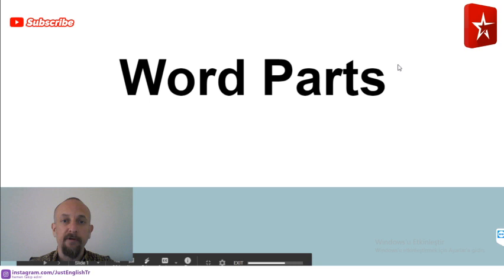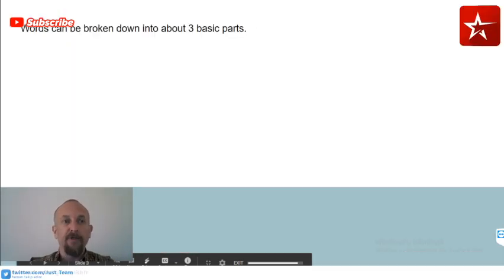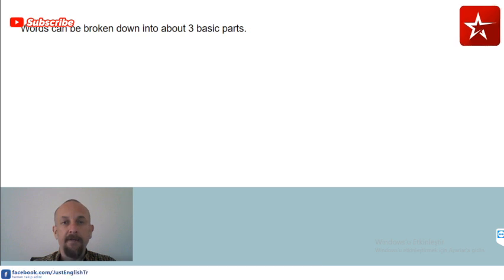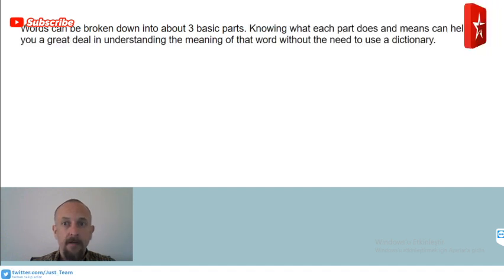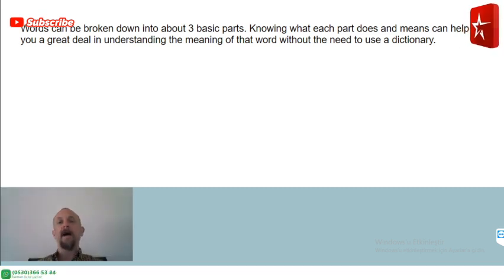So with word parts, when we look at vocabulary, a word can be broken down into 3 basic parts. And the knowledge of these parts will actually help you understand not only the meaning of that word, but also how we can use that word in a sentence grammatically. And sometimes this is without actually the need to use a dictionary. And this is basically what a lot of native speakers do when they see a new word. We don't always have a dictionary at hand.